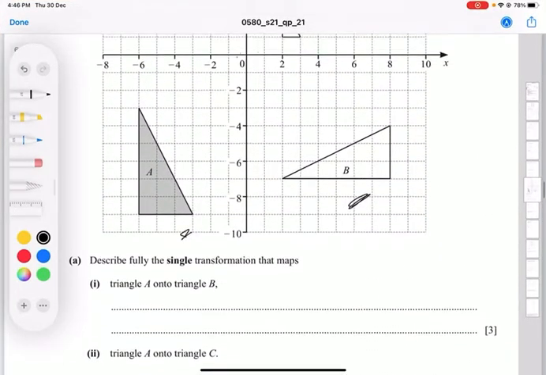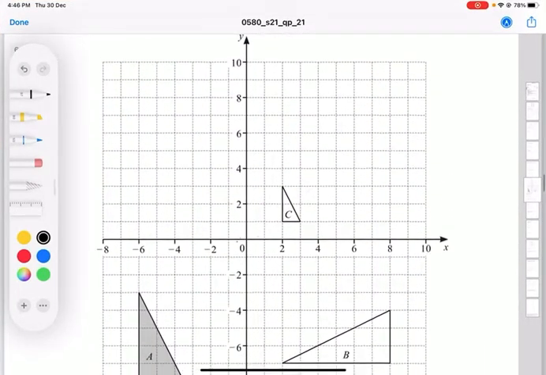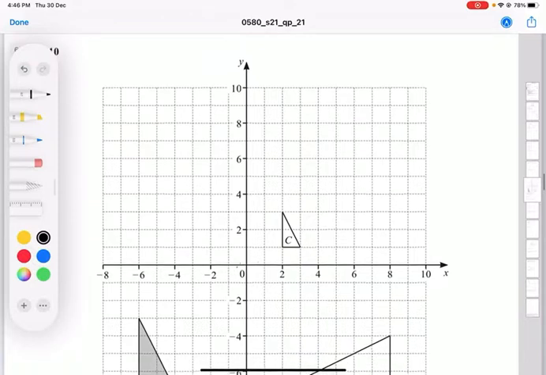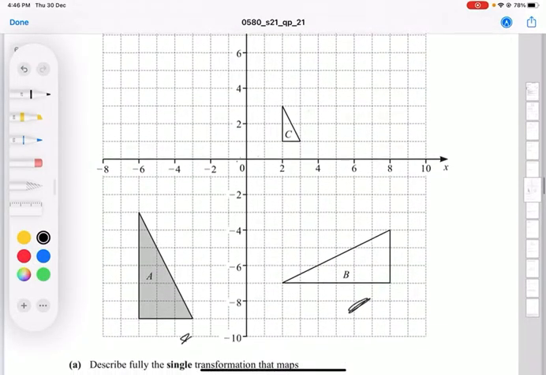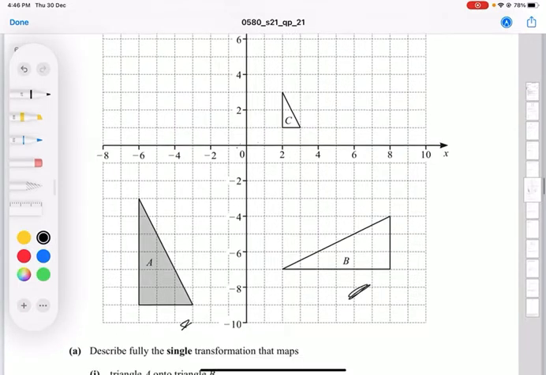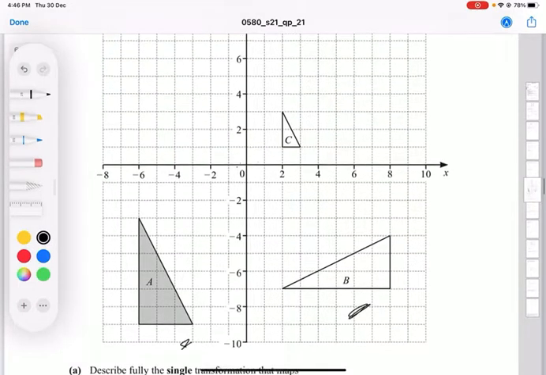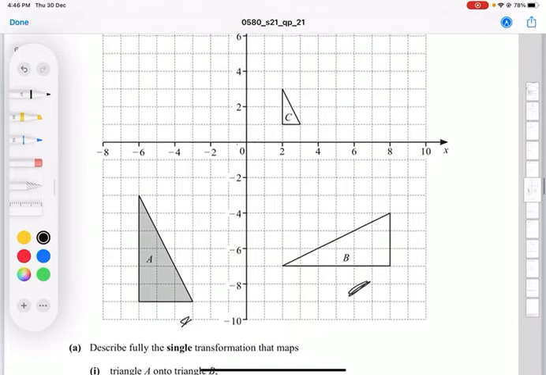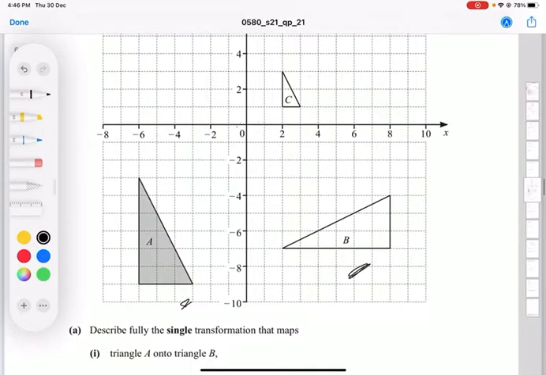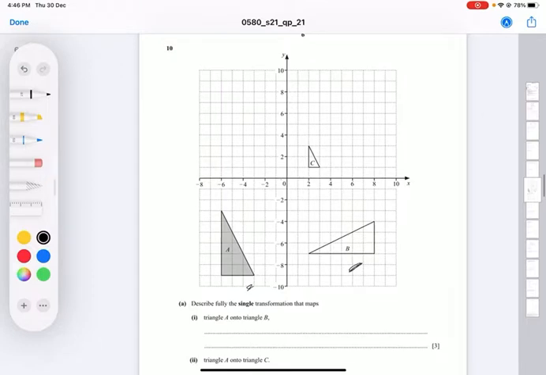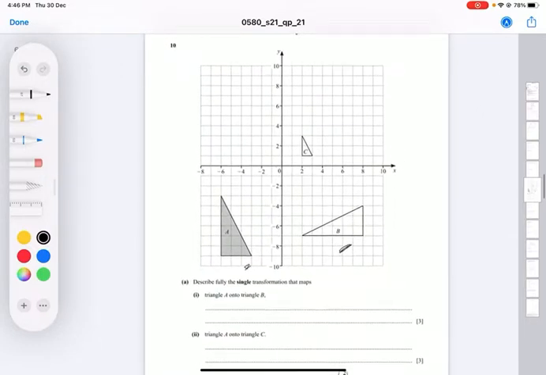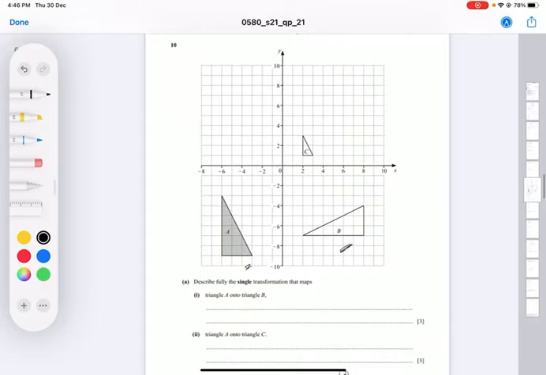Hello everyone, today we'll be discussing the remaining parts of paper 2, variant 1 of May June 2021 for this mathematics paper. Question 10 right now is focused on transformation of shapes. Here we can see a diagram of three different triangles, and the question asks you to describe fully the single transformation that maps triangle A onto triangle B, and triangle A onto triangle C.